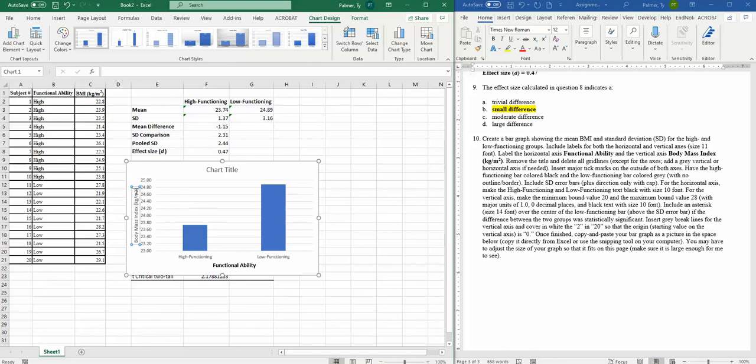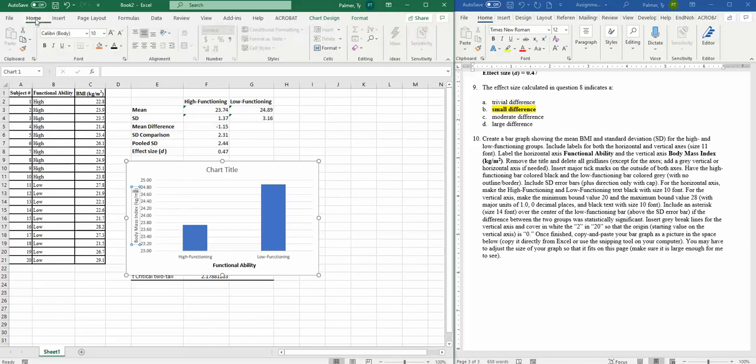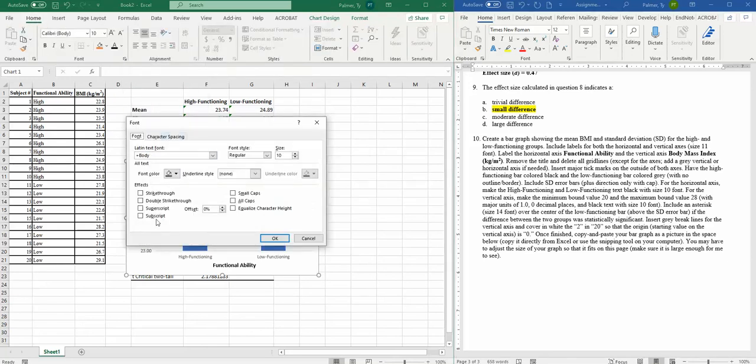Notice that this is a superscript, right? BMI is kg per meters squared, an exponent, a superscript. In order to make this a superscript, highlight the 2, go up to Home, go to Font, click on this here, and then go over here to Superscript, click on it where there's a check, and then click OK.